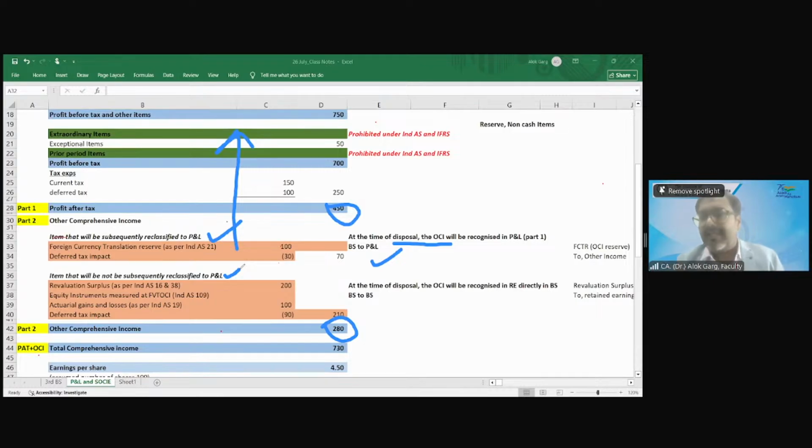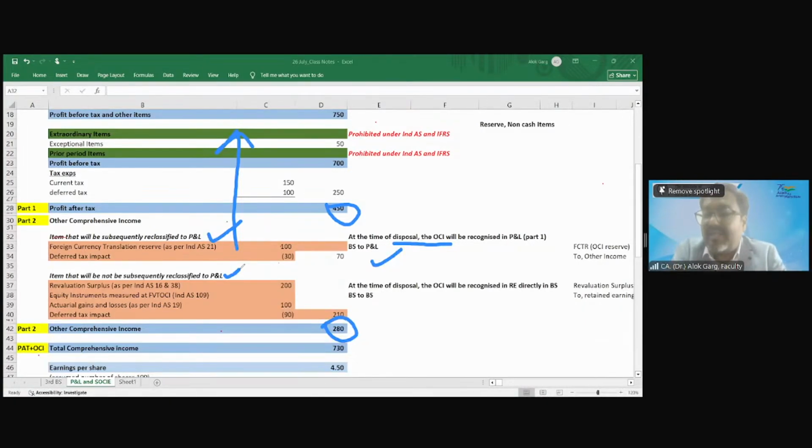It goes to OCI. And the asset on which the revaluation surplus was there, the company has sold that asset in future. So now the company has actually sold that asset. So where will that revaluation surplus go? This was part of OCI reserve and this was part of reserves and surplus, other equity. So where will this go now?